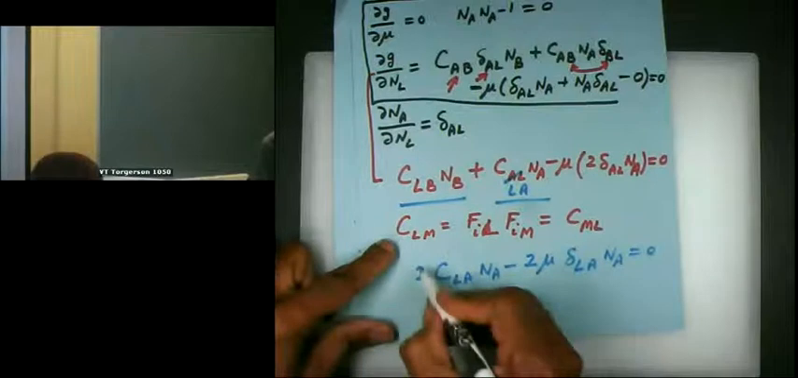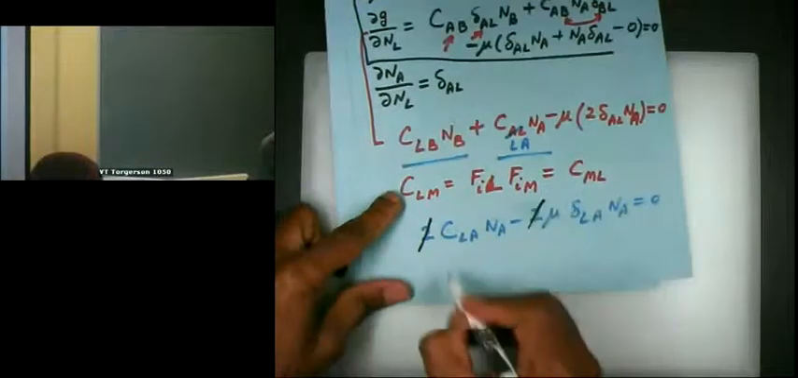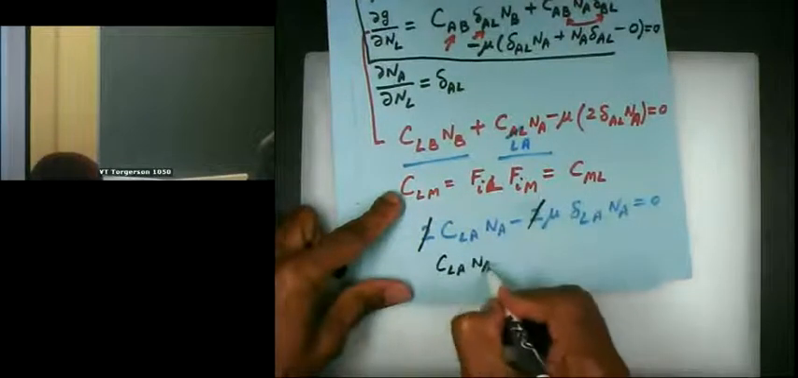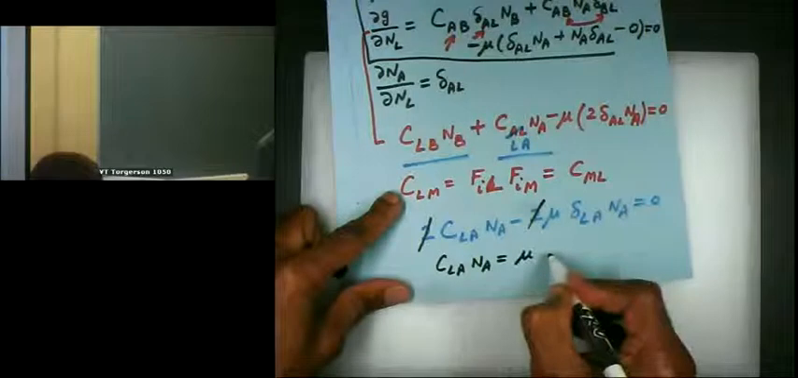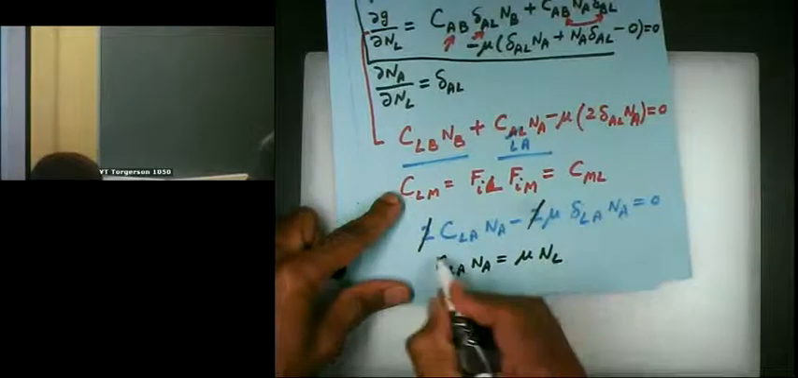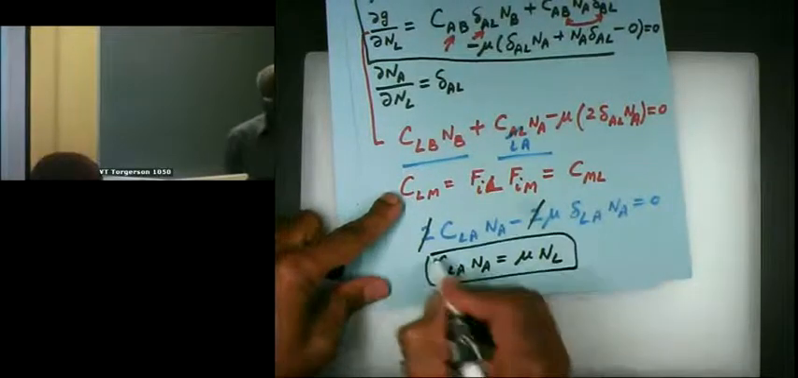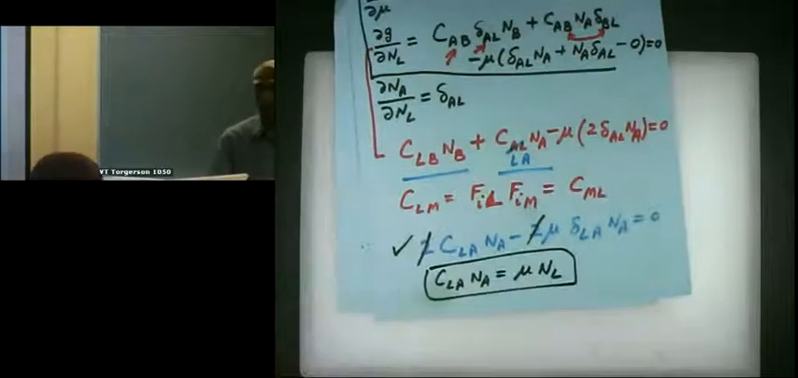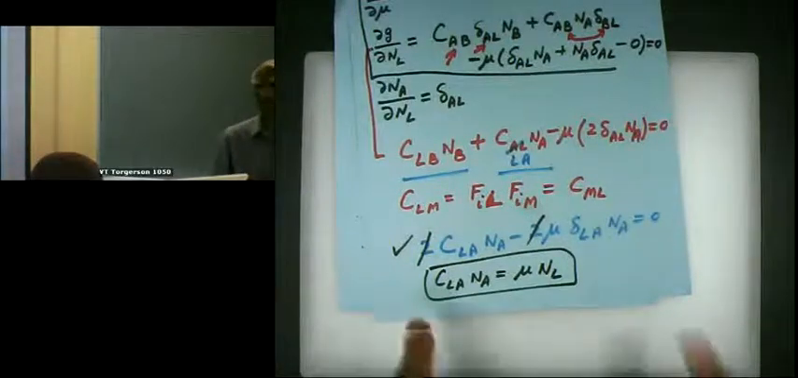It's symmetric. It's a unit matrix. So we can divide by 2, and we actually get C_LA N_A equal to mu times N_L. I will need this also, but first I transferred this term to the other side to get an interpretation for mu and n, and then I will come back to this equation in a minute.